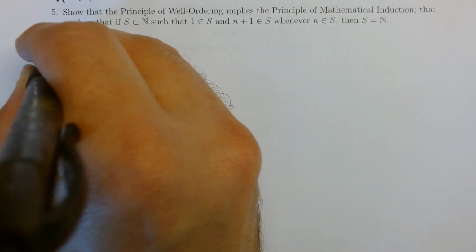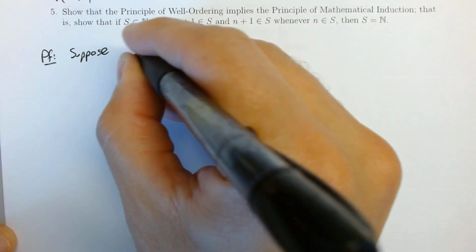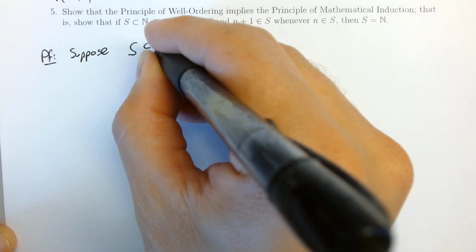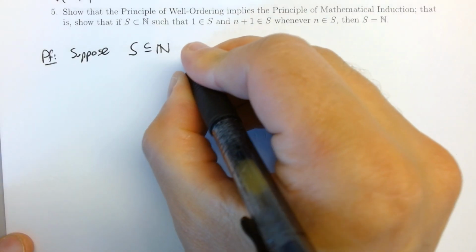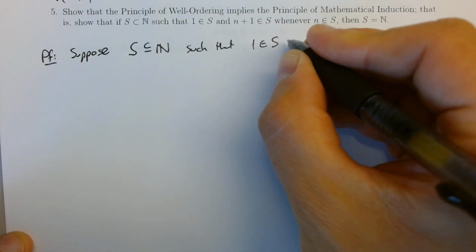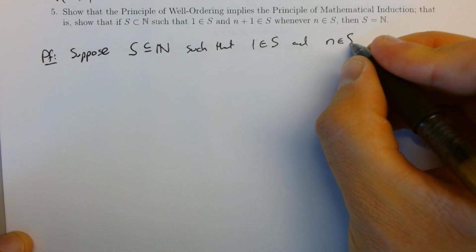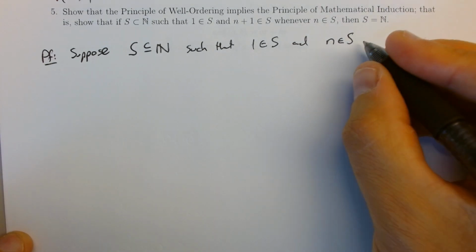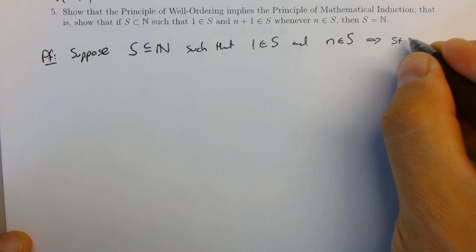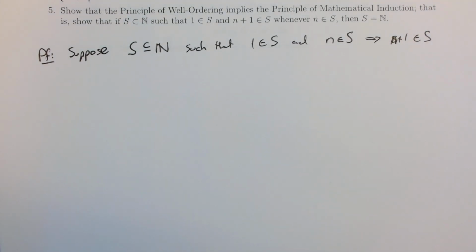So let's look at what a proof would look like here. Suppose S is a subset of natural numbers where all this happens, such that it contains 1, and let's write it this way, if n is in the set, that implies n plus 1 is in the set. So that's just what induction does.